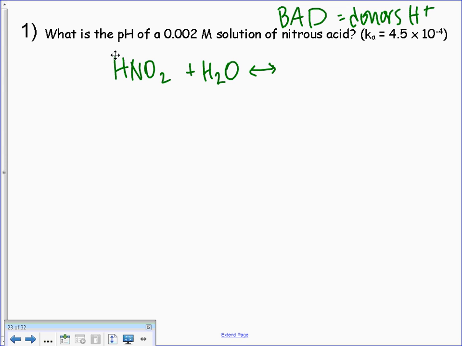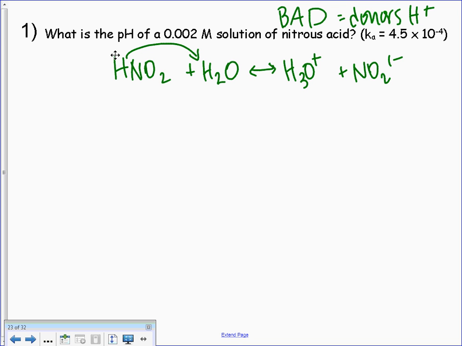So who is it donating the proton to? Water. So this H plus is going over here. So what does it make? H3O plus, right? Because it's got an H plus, so it carries a charge with it, and it gives another H to make H3O. And what's left behind? NO2 1 minus. Okay, so that's step 1, our balanced chemical equation.